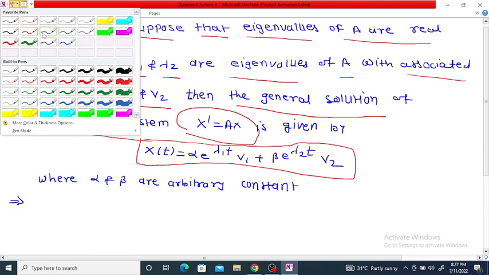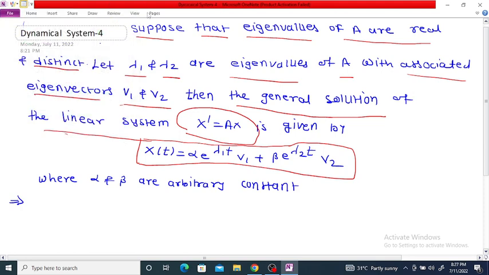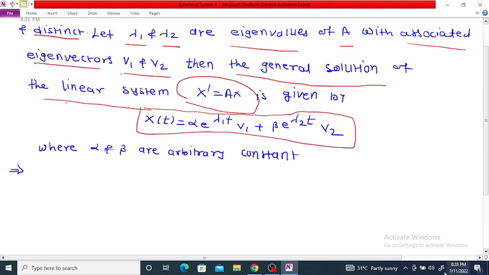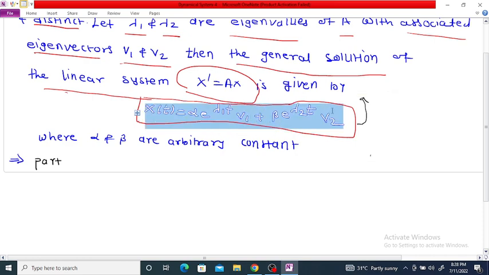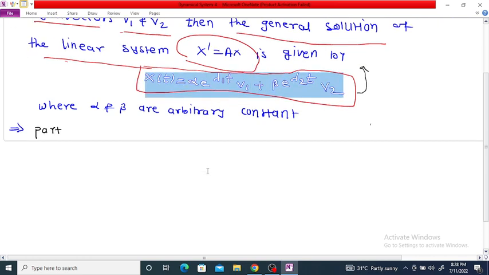So to prove this, what is given here? The given is lambda 1 and lambda 2 are eigenvalues. We are going to prove this theorem in two parts. First, we are going to show that this x(t) is the solution of the system x dash is equal to Ax, and then we are going to show that every solution can be written in this form. Okay, so the first part.